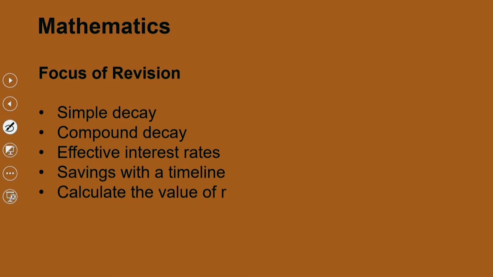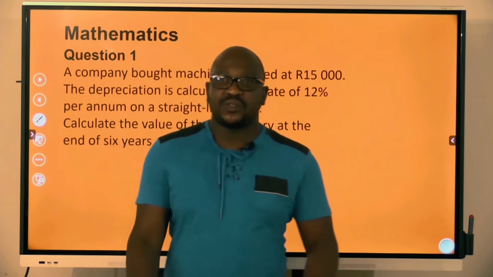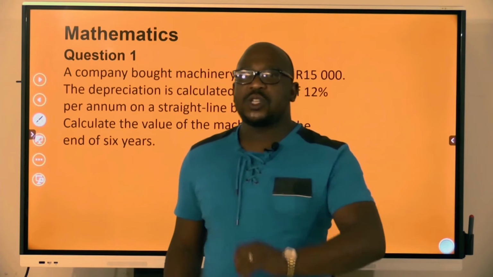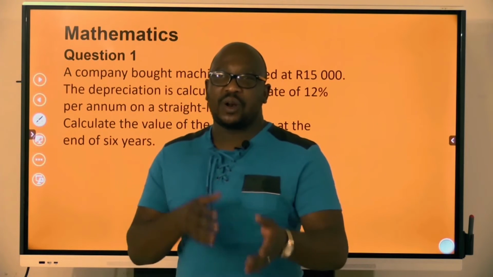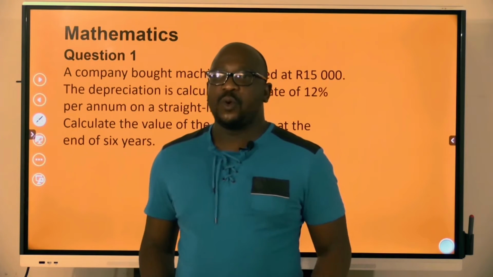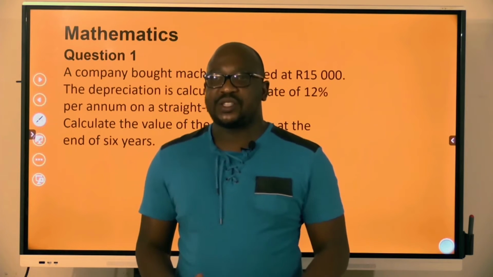Now, when we proceed, our focus of the revision will be based only on very important key concepts: simple decay, compound decay, effective interest rates, savings with a timeline, and calculating the value of R. The very first question is very interesting, whereby our focus is going to be on being able to calculate a compound or a simple interest. So this is wonderful, and we will be building up on this question as we move along.